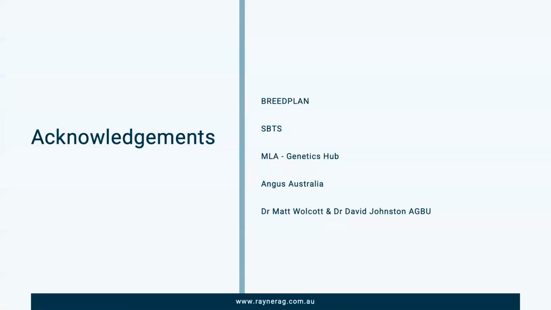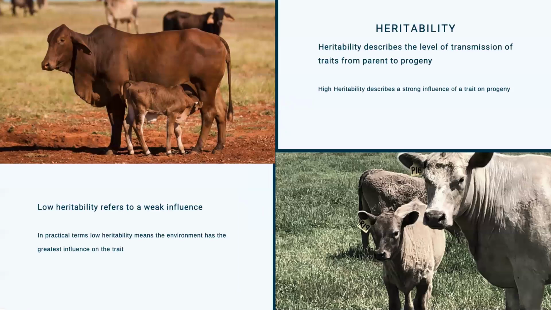What we'll do then is continue to move along and work into that basic level of understanding that we require, which is to understand two really important parts of genetic progress. The first is that we need to start thinking about and understanding this concept of heritability. Heritability describes the level of transmission of particular genetic traits from parents to the progeny. A highly heritable trait has a very strong influence on how that's expressed within the progeny.